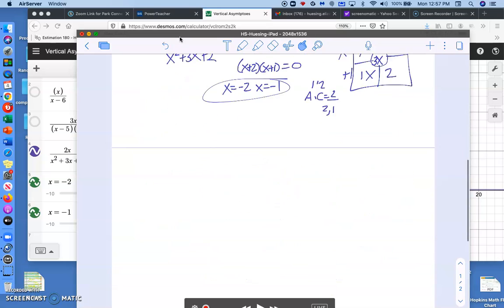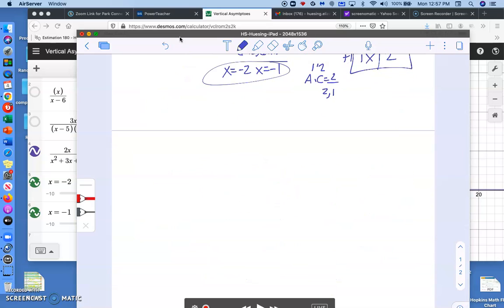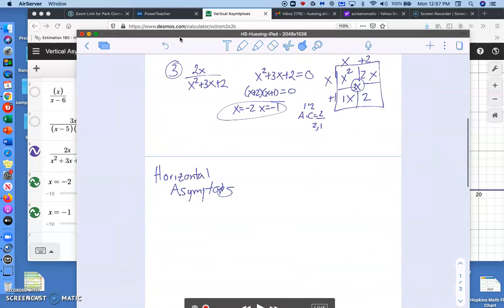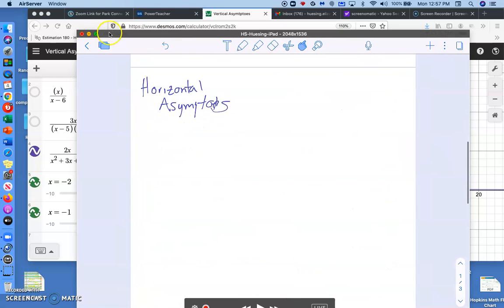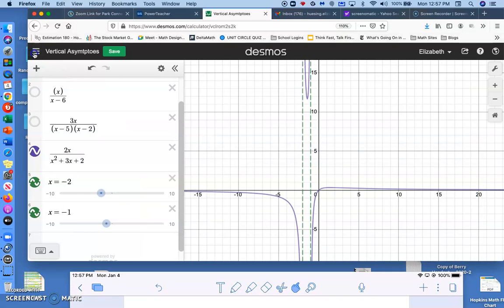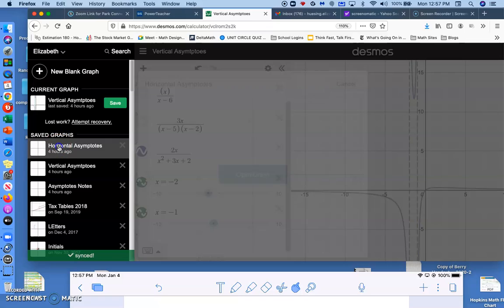and solve. So the other type that we're going to look at today is sometimes there's these horizontal asymptotes as well. And when we take a look at up here, our horizontal one was the x-axis. So what's going to happen to it? Let's see, I'm going to open up some with horizontal and see if we can guess where those are.